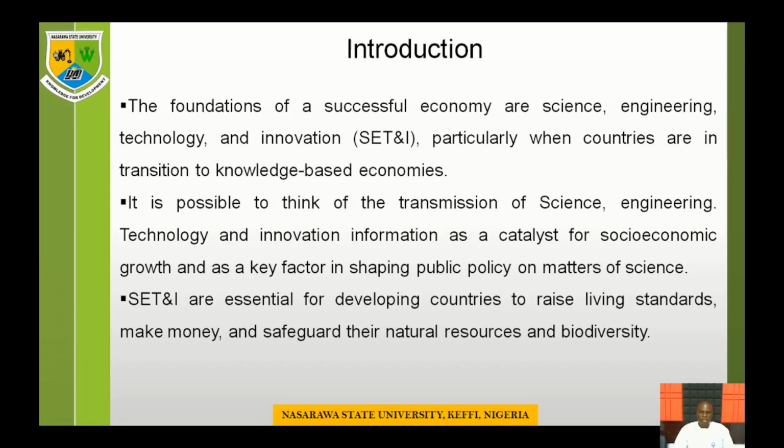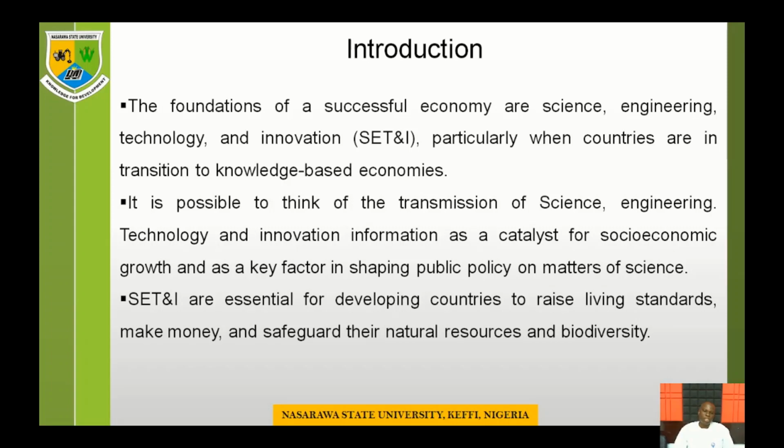We say that the foundations of any successful economy or country are based on science, engineering, technology, and innovation, particularly when these countries are in transition to knowledge-based economies. So it is possible to think of the transmission of science, engineering, technology, and innovation information as a catalyst for socio-economic growth and as a key factor in shaping public policy on matters of science.